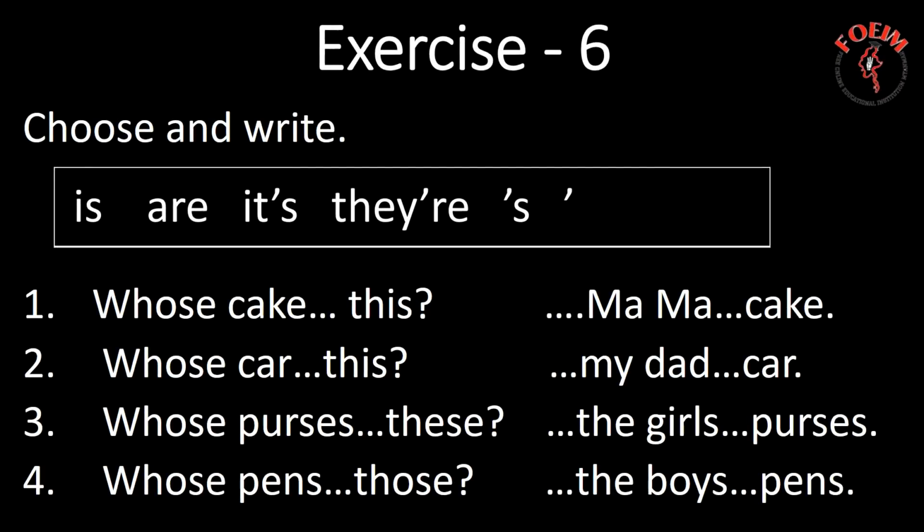Okay, this slide is exercise 6. Choose and write. You have to choose is, are, it's, they're, apostrophe s and apostrophe in the box, and write the following sentences. So I will give you 1 minute and we will check the correct answers.